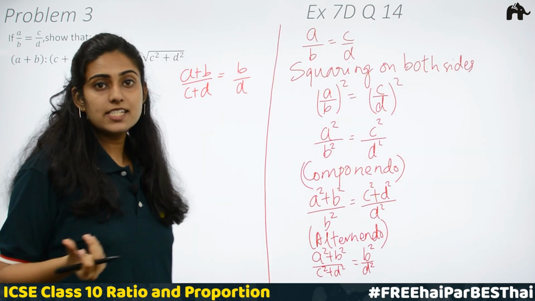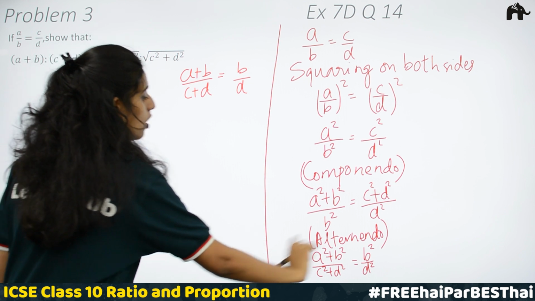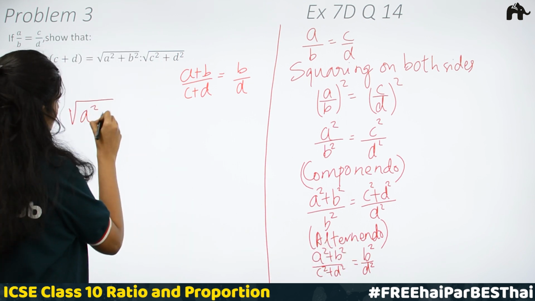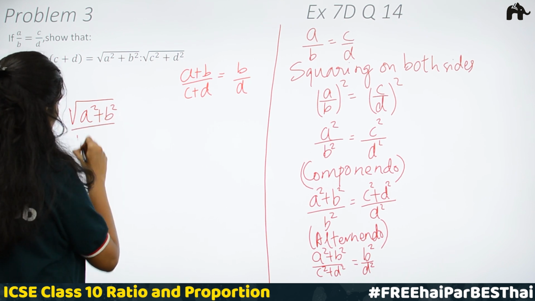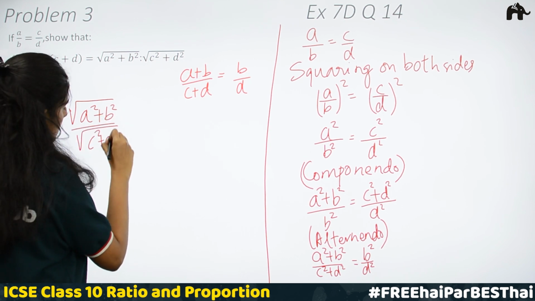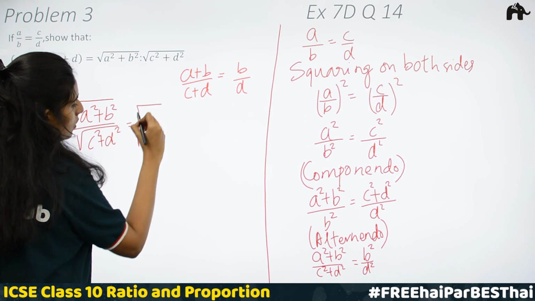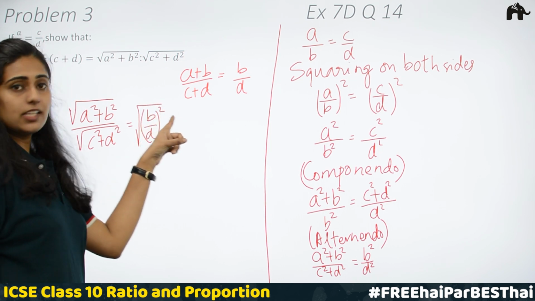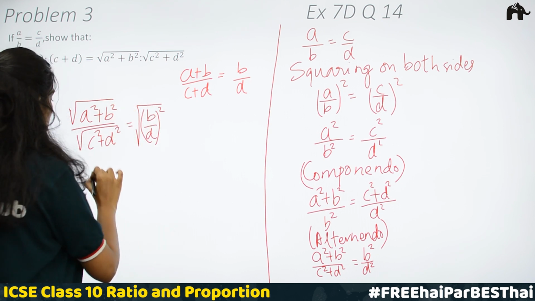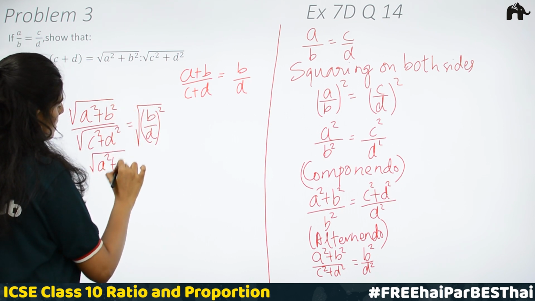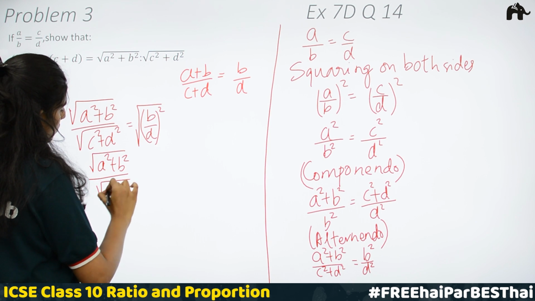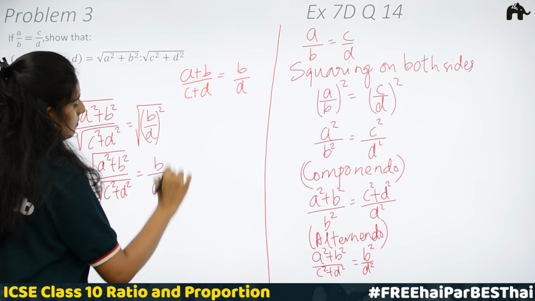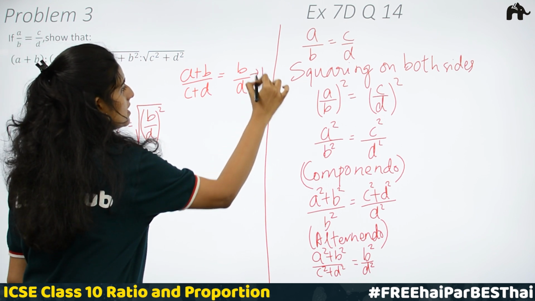Next step, taking square root on both sides. We will be getting root of a square plus b square divided by root of c square plus d square is equal to root of b by d whole square. Now the square and the roots can be removed. This becomes root of a square plus b square divided by root of c square plus d square is equal to b by d. Okay, this was our first equation.